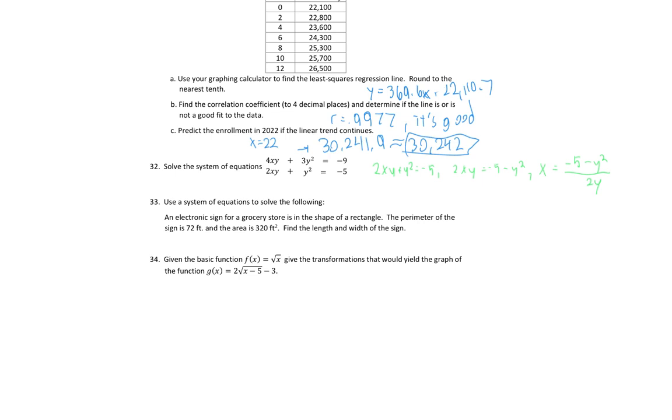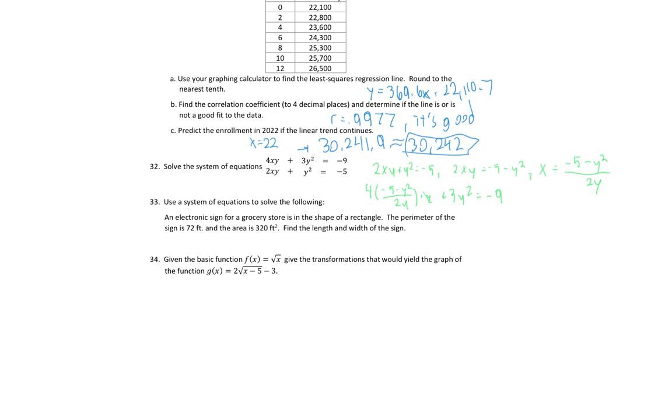Now that I have that, in my other equation, I'm going to plug that in, sorry, not for y, for x. So 4 times, instead of x, I'll put (-5 minus y squared) over 2y, times y, plus 3y squared equals -9.